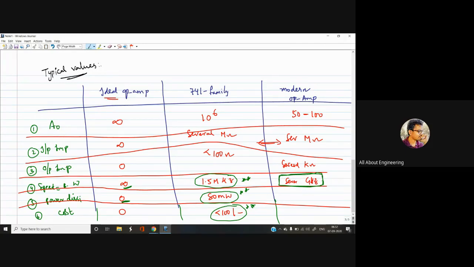So to attain several gigahertz of speed, there is a trade-off: the gain is reduced, and also the output impedance is increased to some kilo ohms. The power dissipation is very good, that is 5 to 10 milliwatts, and the cost is also approximately 1 rupee, because on an IC you will fabricate several lakhs of transistors, so several lakhs of such devices.